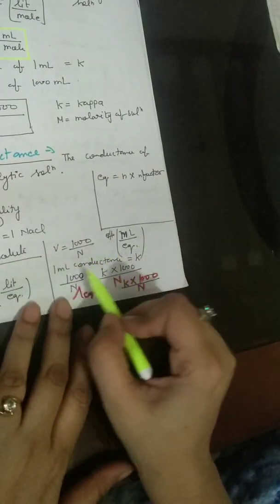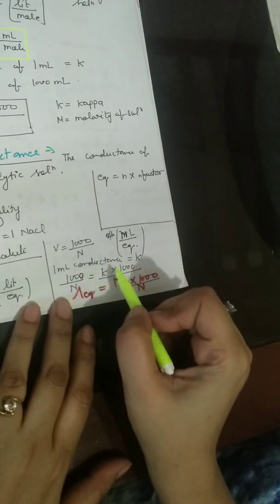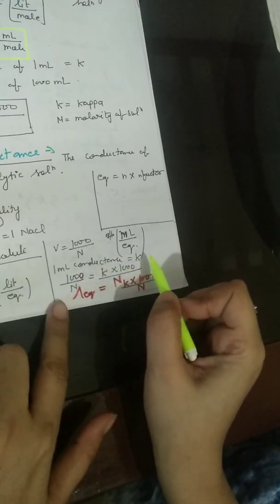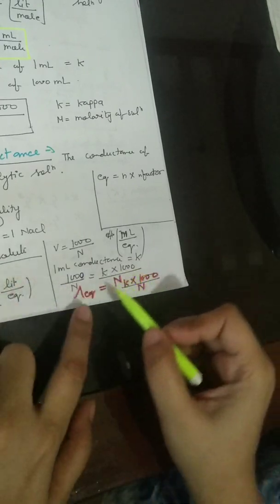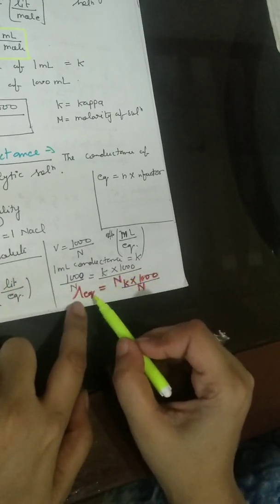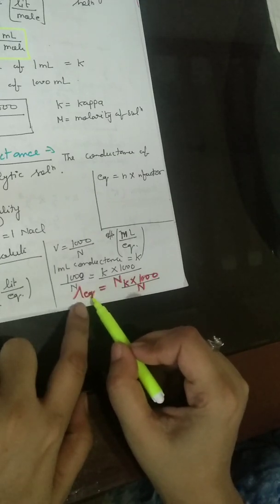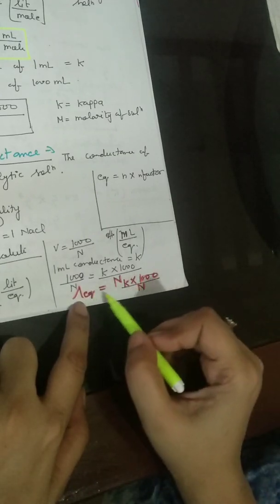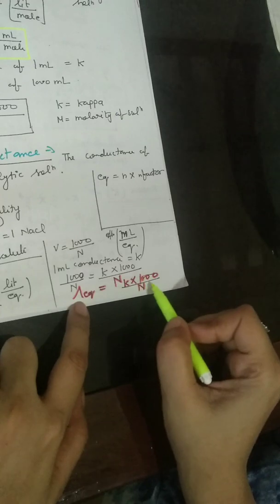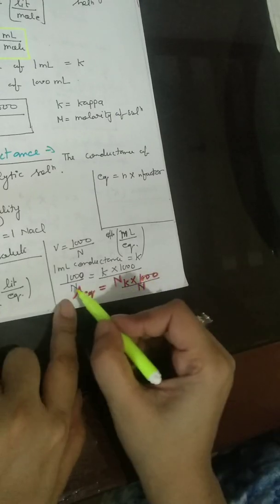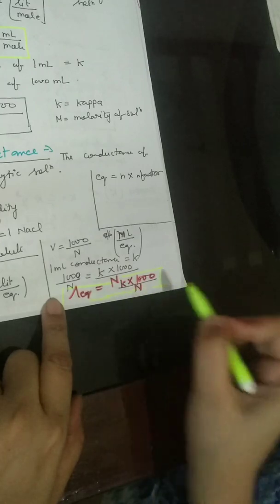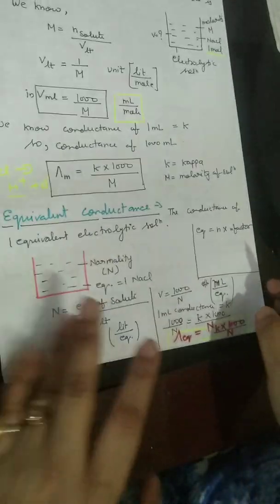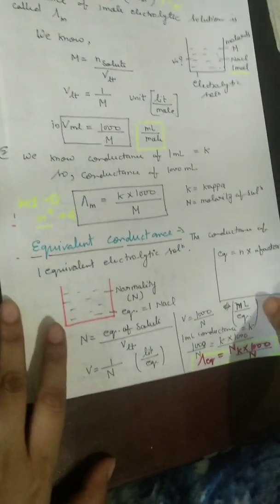Now if the conductance of 1 ml solution is K, then for 1000 ml it will be what? The formula will be the same, that is equivalent conductance will be K into 1000 by N. So the formula is the same, only there is a difference of normality and molarity. I hope you understand this.